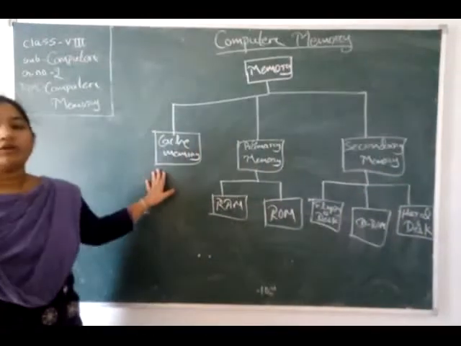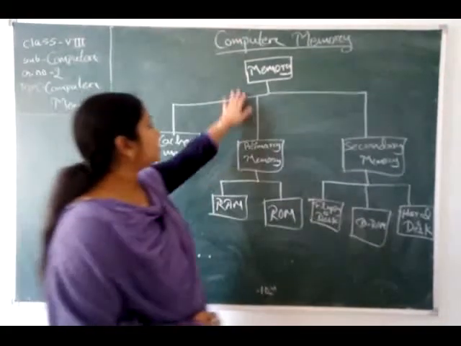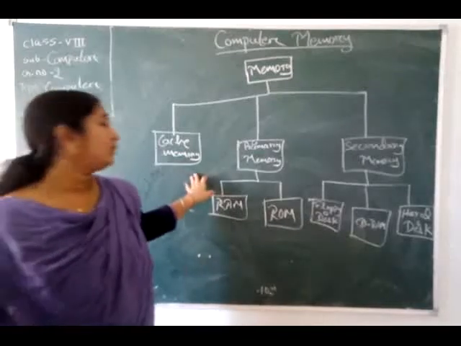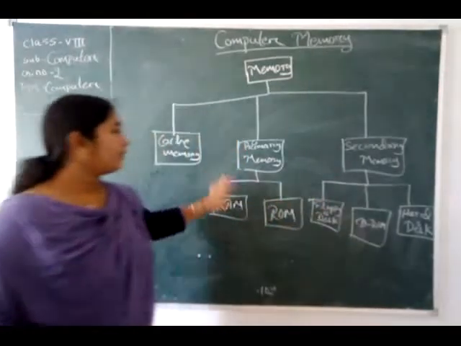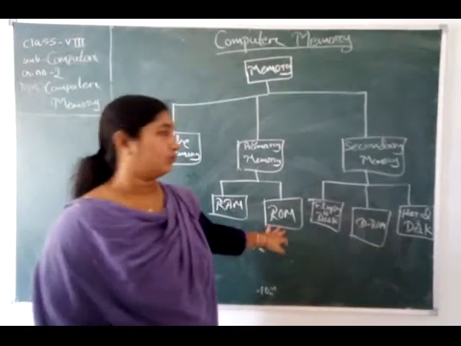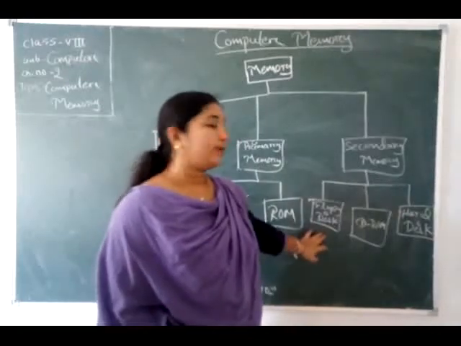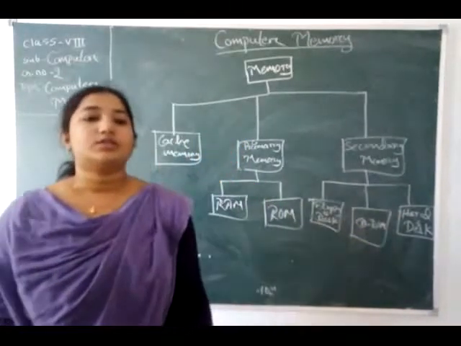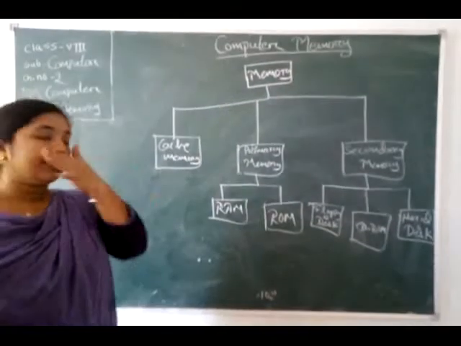First we discuss what is cache memory. Memory is divided into 3 types: first is cache memory, second is primary memory, and last is secondary memory. Again, primary memory is divided into 2 types, RAM and ROM, and secondary memory is divided into 3 types: floppy disk, CD-ROM, and hard disk. So first we will discuss cache memory.